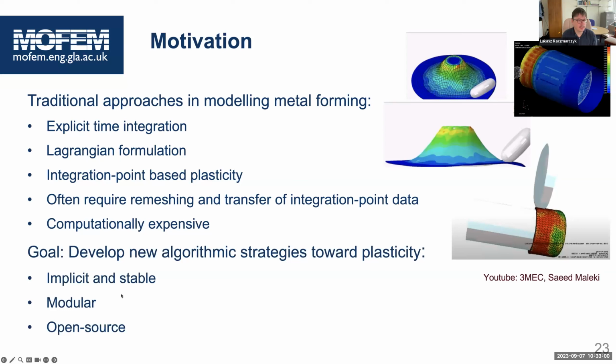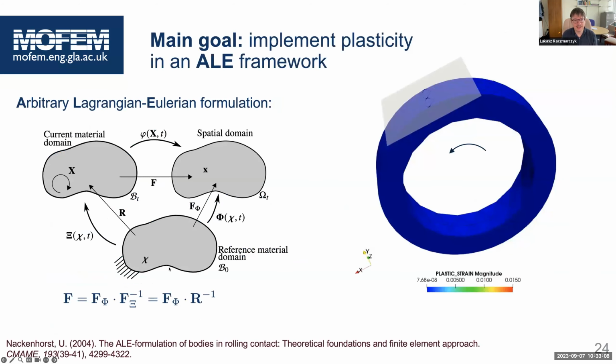So we try to make it an implicit formulation, robust, modular, and open source. The key thing we try to do is understand how we can do an ALE formulation. When we have a rotating body, but we don't rotate the mesh, only the material. The mesh is fixed, but the material underneath is rotating.